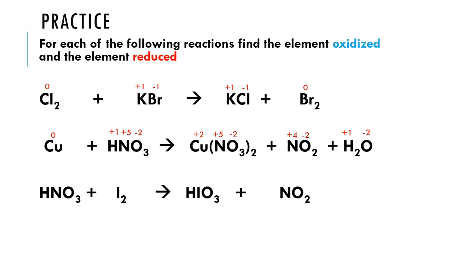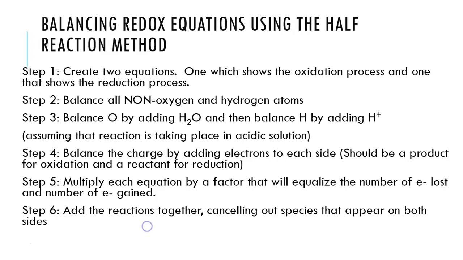Alright, in the next example, we see copper goes from 0 to +2, so copper was oxidized. And we see that nitrogen goes from +5 to +4, so it was reduced. And then finally, on the next example, we see iodine going from 0 to +5, so iodine was oxidized. And again, nitrogen goes from +5 to +4, so nitrogen, or nitric acid, was reduced.